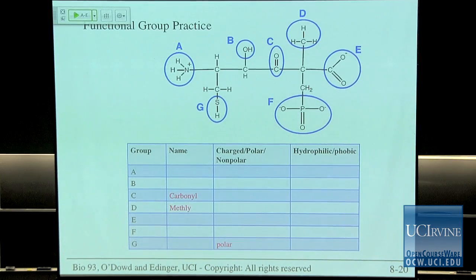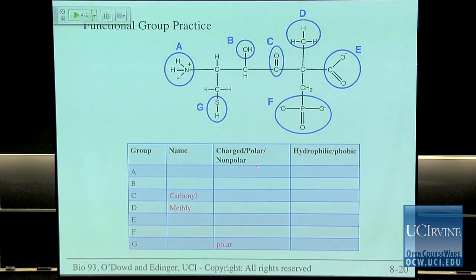Okay, even if you haven't finished, let's go over this together. And for these, I'm just going to ask for shout-outs as a group. And so we're going to go through each one of these. So functional group A is shown here. What's its name? Amino, very good.